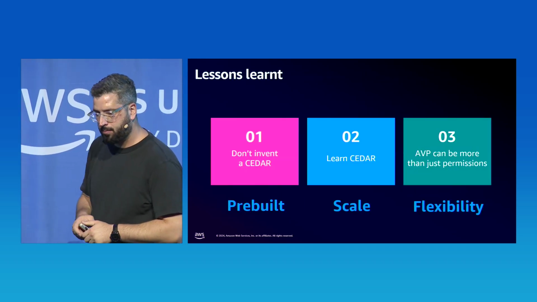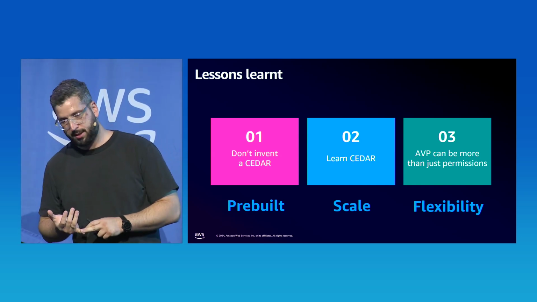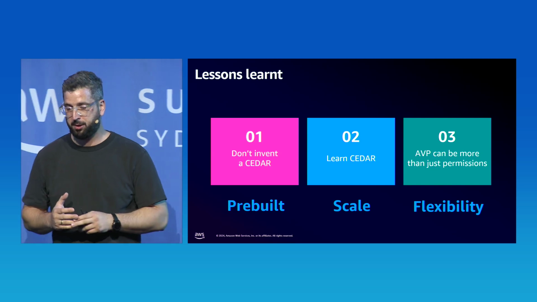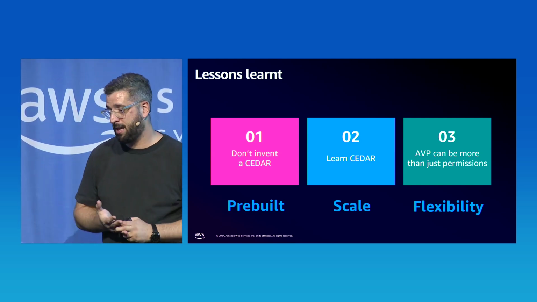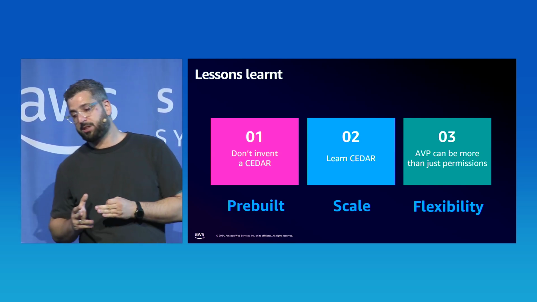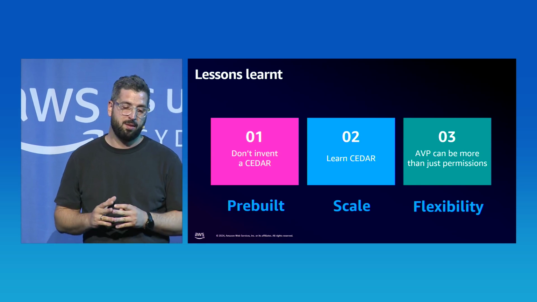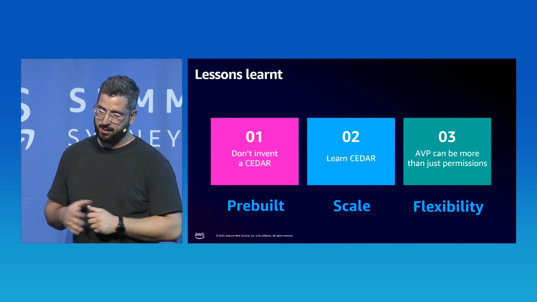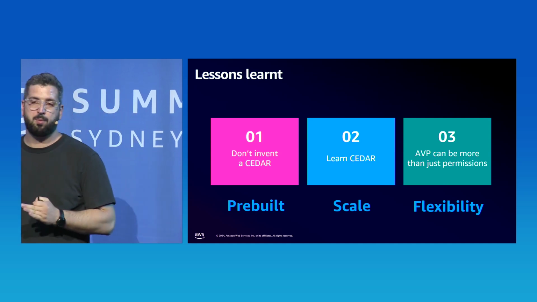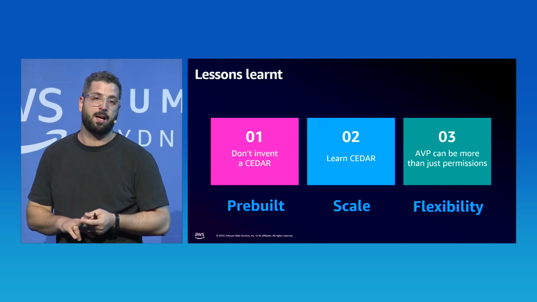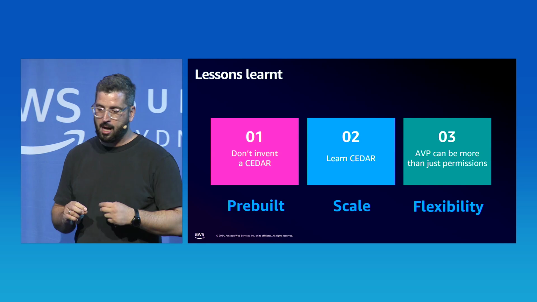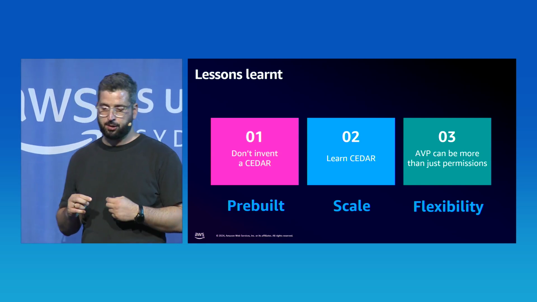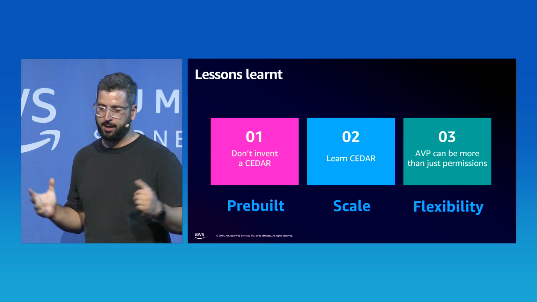So looking at lessons learned, the first one is quite simple. Don't invent a Cedar, just go with a pre-built solution. The second lesson is that while Cedar comes with a steep learning curve, it brings with it the flexibility and scale that can pay off in the long run. The third lesson for us was that AVP can be more than just permissions. As I showed you in the last two use cases, you can come up with other sophisticated ways to use policies and the service to construct and enhance your application's behavior.